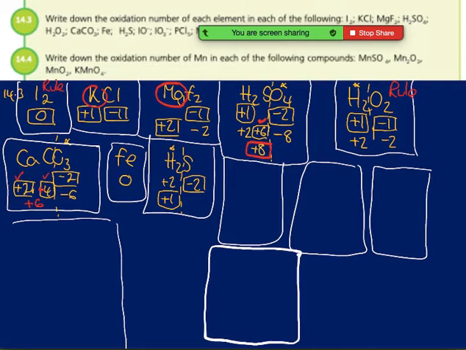So for hydrogen sulfide, your hydrogen is going to be +1. There's 2 of them, +2. It makes the sulfur on the other side -2.